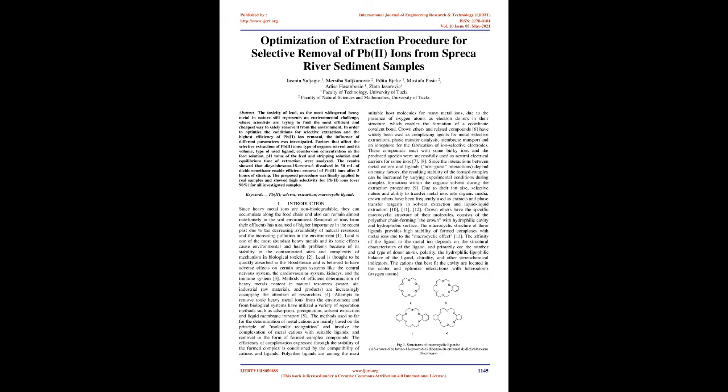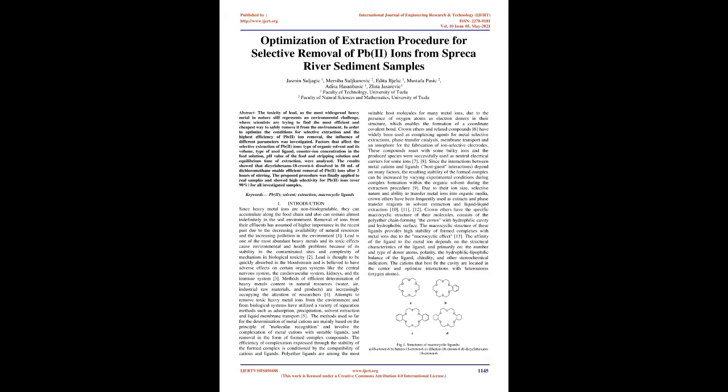The results showed that dicyclohexano-18-crown-6 dissolved in 50 ml of dichloromethane enables efficient removal of Pb(2+) ions after 3 hours of stirring. The proposed procedure was finally applied to real samples and showed high selectivity for Pb(2+) ions, over 90%, for all investigated samples. Keywords: Pb(2+), solvent extraction, macrocyclic ligands.